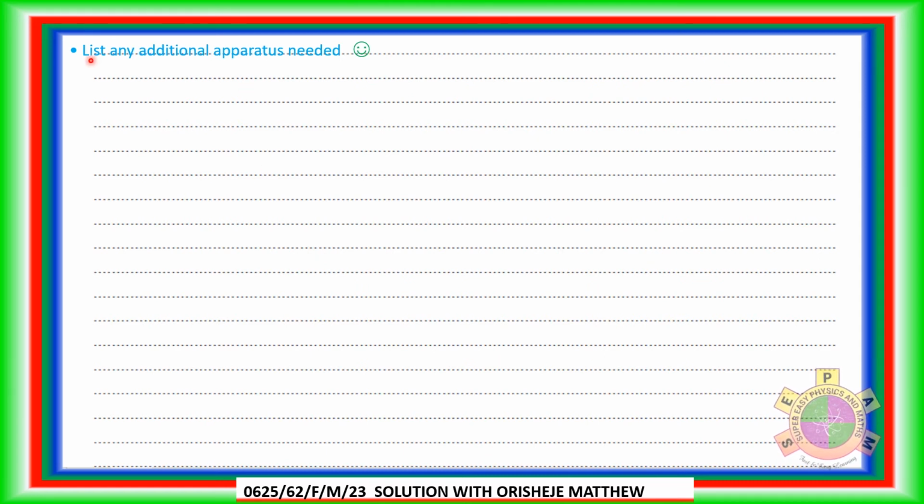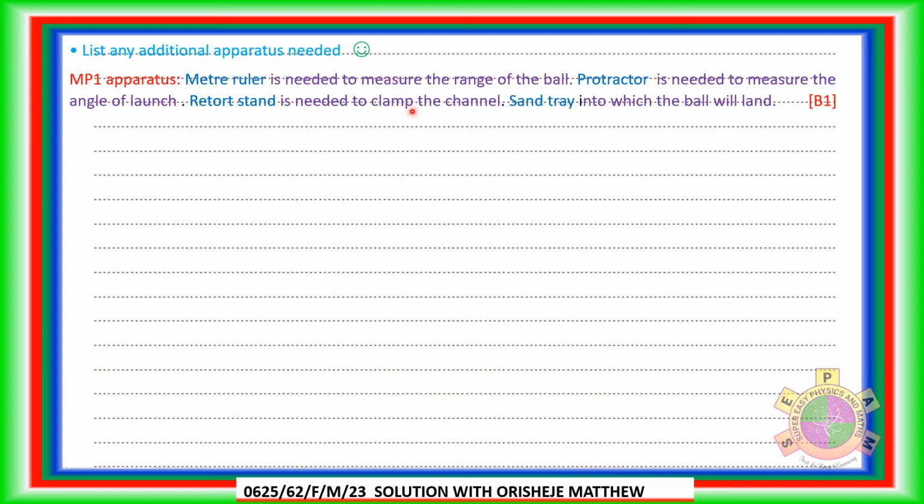So the first aspect of the investigation, list any additional material you will need. Here I've listed about 4 additional materials that you will need. 1, you need the meter rule, which is not given, to measure the length, to measure the range of the ball. You need a protractor to measure the angle of launch that you will bend the flexible channel to.